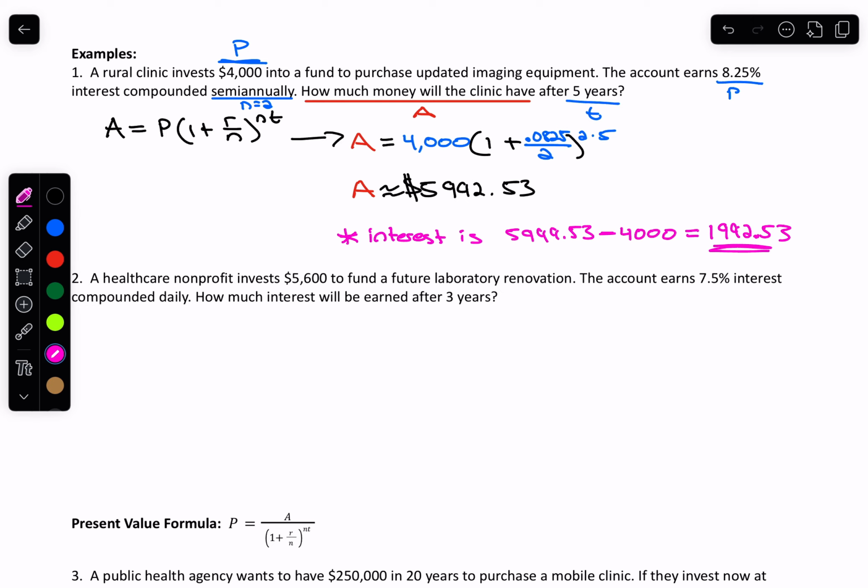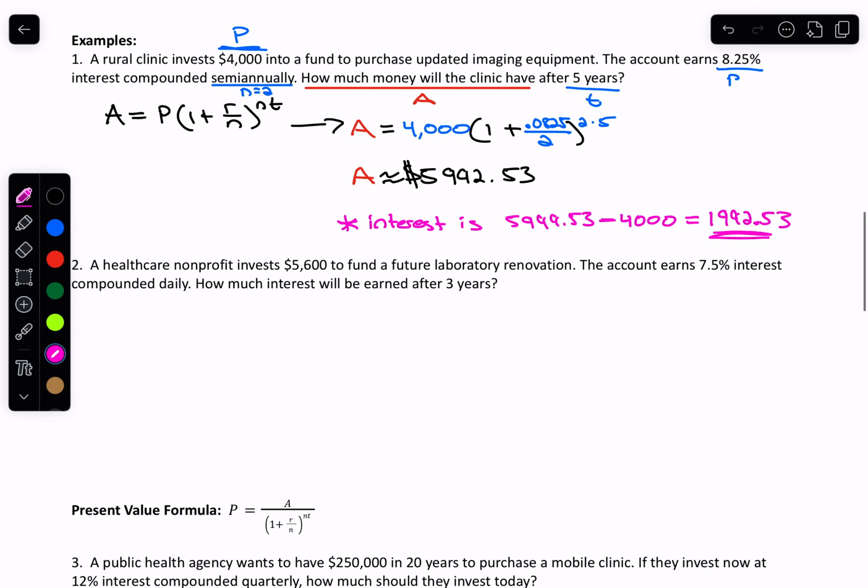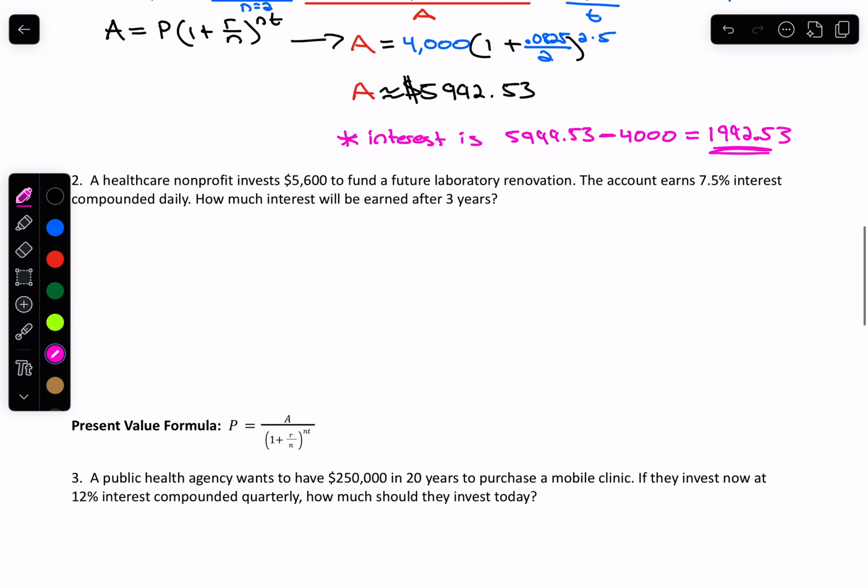All right, number 2, a healthcare nonprofit invests $5,600 to fund a future laboratory renovation. The account earns 7.5% interest compounded daily. How much interest will be earned after 3 years? So this one is specifically asking us how much interest will be earned. So we're actually solving for I, which is none of the variables in our formula. So in order to get that answer, that part I did in pink just a second ago, we're going to have to do that step at the end after solving for A.